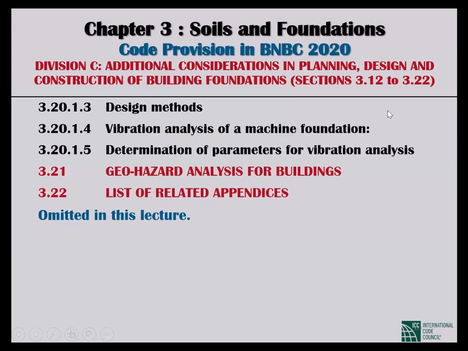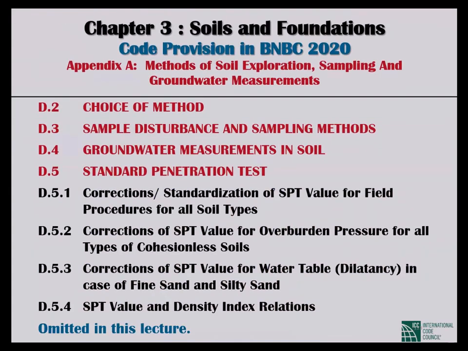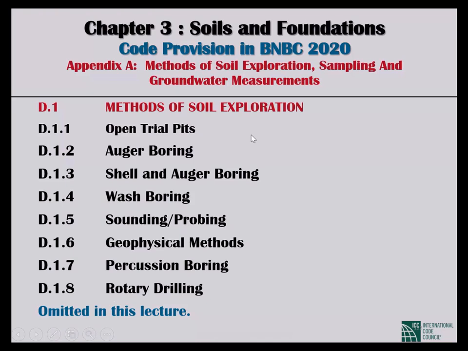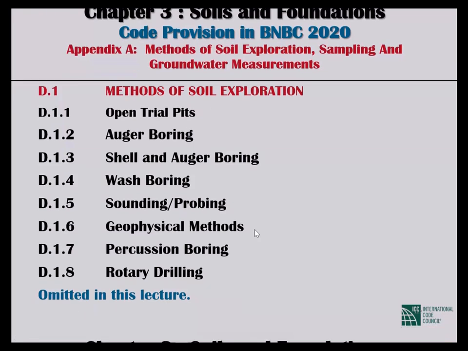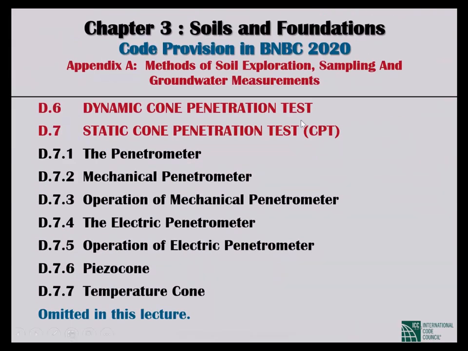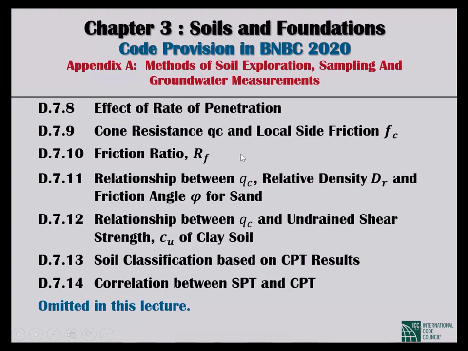The soil and foundation code provisions, geohazard analysis, and we have related appendices like this. It is not appendix A, it should be appendix D. We have appendices D, F, G, and H. In D, we have methods of soil exploration, choice of method, sample disturbance, groundwater measurement, standard penetration test; everything is discussed in detail. Then we have the dynamic cone penetration test and static cone penetration test, all described in appendix D. This is appendix D, sorry for the mistake.